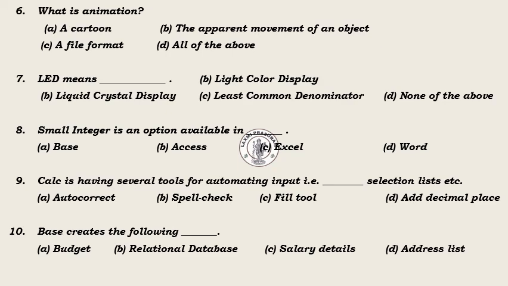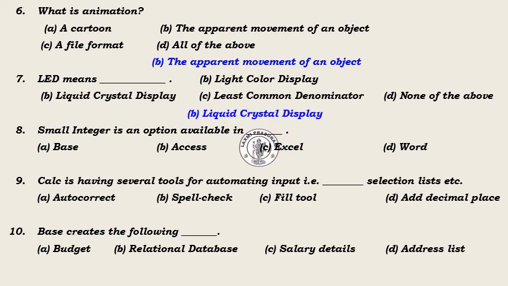Answers for column A. 6. What is animation? The apparent movement of an object. 7. LCD means liquid crystal display. 8. Small integer is an option available in Base. 9. Calc is having several tools for automating input, that is fill tool, selection list, etc. 10. Base creates the following: relational database.